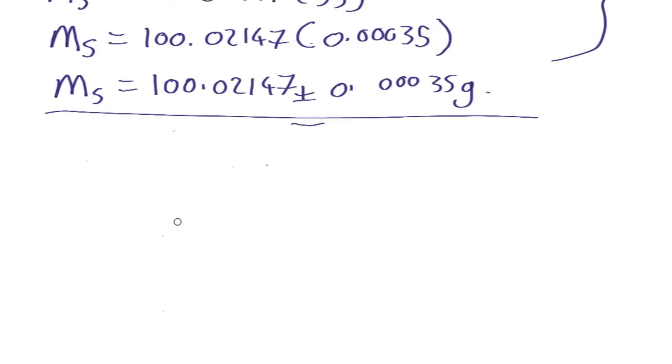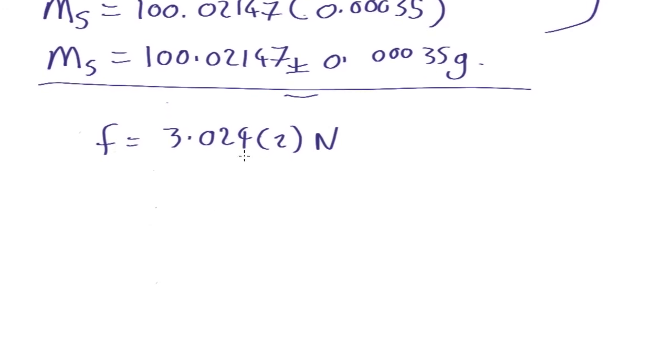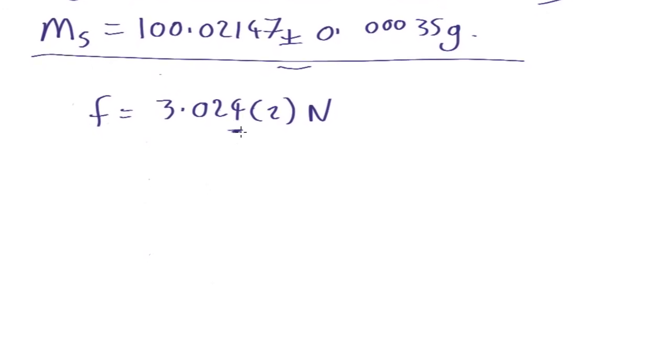Now the most common way to quote uncertainties is purely by giving the number of significant figures. It's not a very good method, but it gives a rough idea. Let's say, for example, you knew that a particular force was equal to 3.024 with an uncertainty in the last digit of 2 newtons. Now that means the last digit is uncertain. It might be 6 or 2 or something like that, and that's how you should normally quote it.